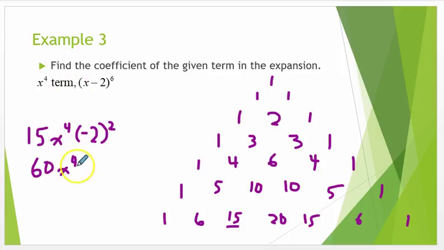So we found the x to the 4th term because I have x to the 4th power in my expression right here. And what they really wanted to know was the coefficient, which I now know is 60 after I combined everything from a, b, and the Pascal's Triangle coefficient.